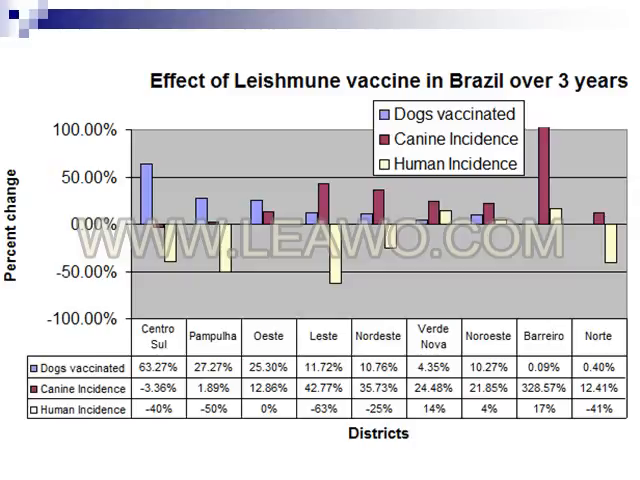So here we can see the results of the study that I mentioned. The link to it can be found at the end of this presentation on the references page. Data from the research paper was taken and put into this graph. The blue bar shows the percentage of dogs vaccinated in various districts in Brazil.